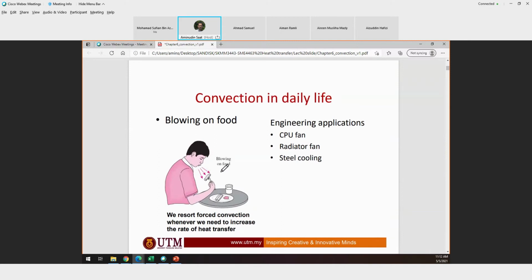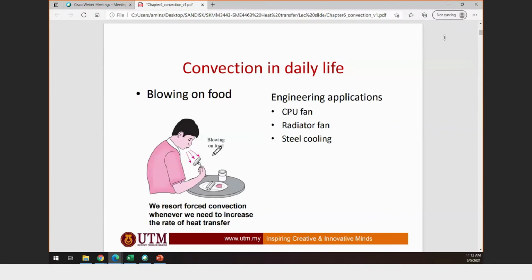So that is the effect. Basically, when you increase the velocity of the air from your mouth, this means it is increasing the heat transfer. So this means there is a relation to the characteristics of the fluid. This is what we need to study. Other applications like CPU fan, radiator, steel cooling. These are all engineering applications that require analysis.